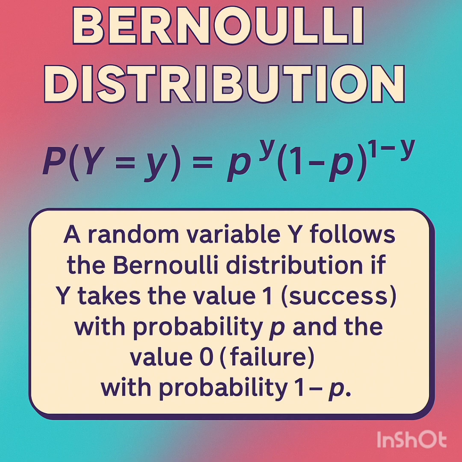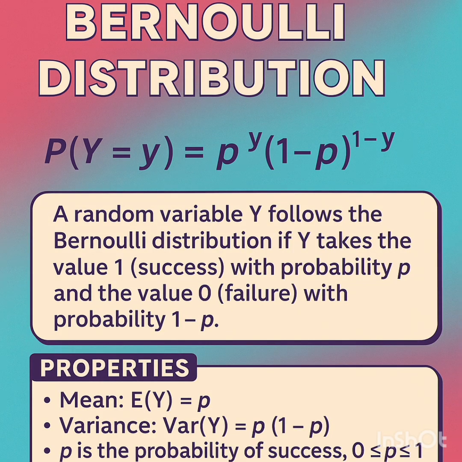So a random variable y follows the Bernoulli distribution if y takes the value 1, success, with probability P, and the value 0 if there is a failure with probability 1 minus P. The main properties are mean equal to P, variance of y equal to P times 1 minus P.